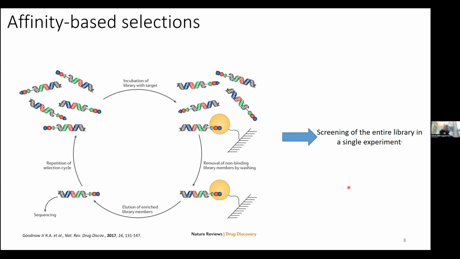So for the affinity-based selections, as I mentioned before, this can happen in just one experiment. So we take the library as a mixture, and the first step is the incubation of the library with the immobilized target, which is followed by the removal of the non-binders. This is just a washing step, and then the next step is to denature the protein and elute the binders, which undergo sequencing in order to understand which small molecules are binding to the active site of the target.